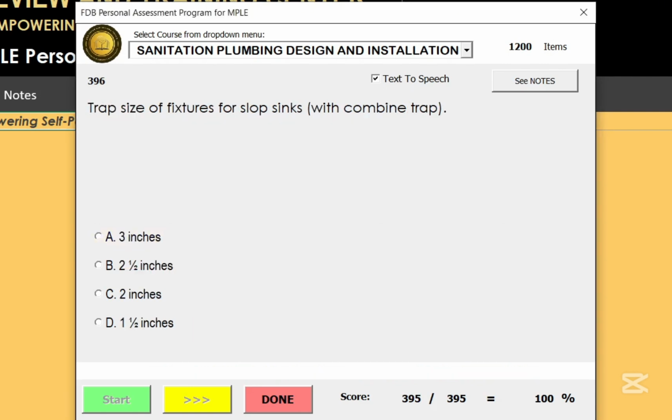Trap size of fixtures for slop sinks, with combined trap. A. 3 inches, B. 2½ inches, C. 2 inches, D. 1½ inches. Please pick your choice. Option A is your choice, and it's the correct answer. Well done.